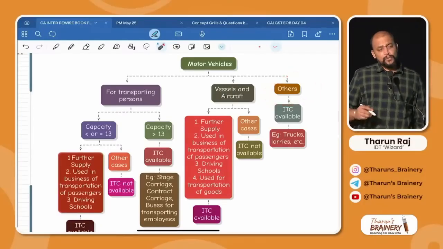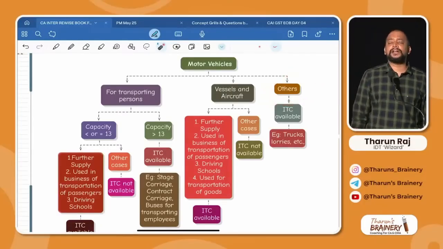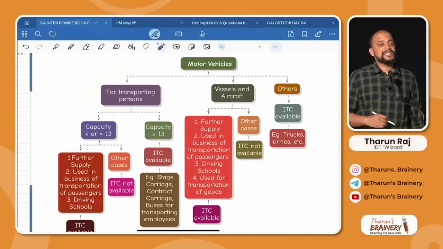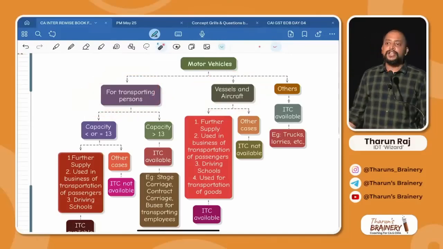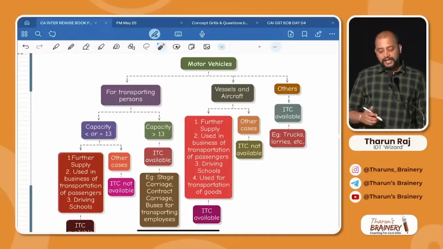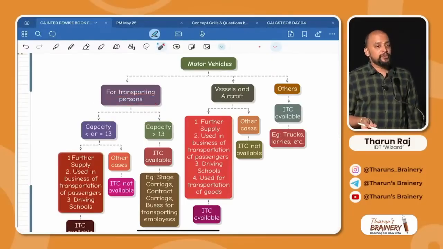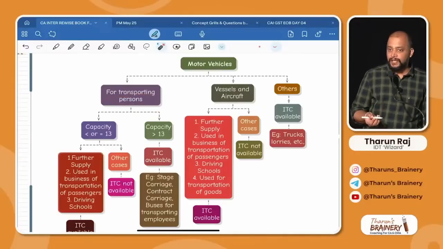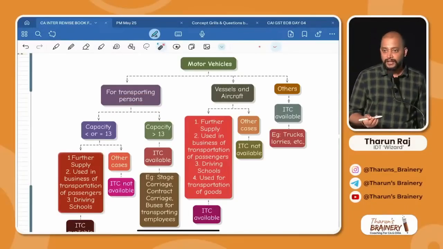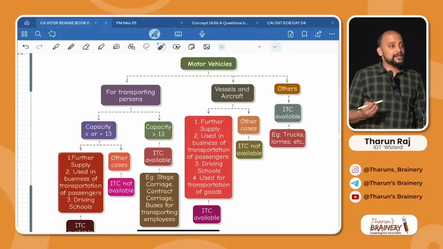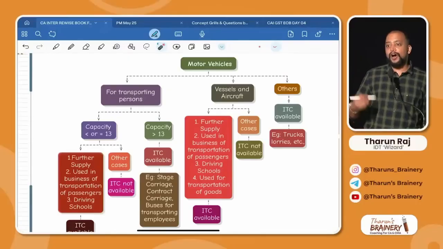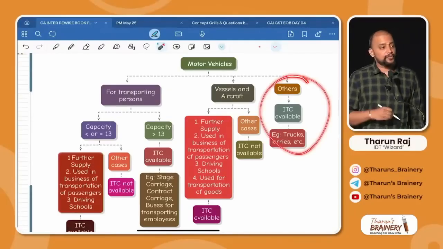And then others. What are other motor vehicles other than these two? Other than those for transporting persons, vessels and aircrafts, what are other motor vehicles used for transporting goods? Lorry, truck; bus is already covered above. Bus is used for transporting people only, not goods. In a bus, which goods will be there? However big you may be, you are not called goods, you are called a person. So bus is not coming under goods here. Lorry, truck, bulldozer, all those things will come under other motor vehicles.